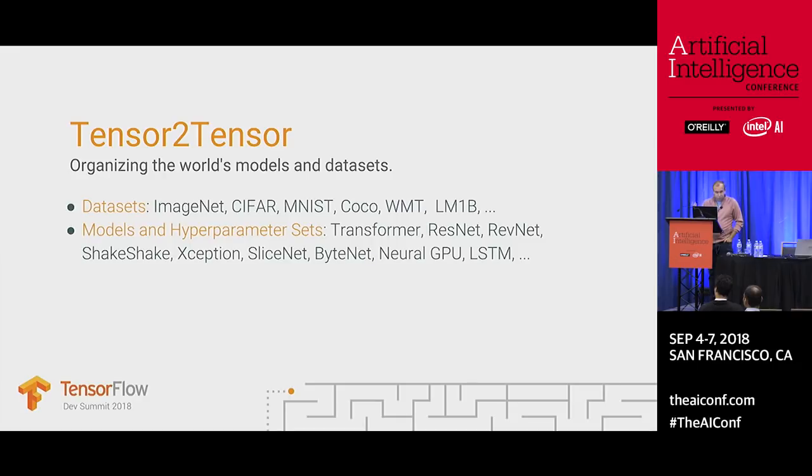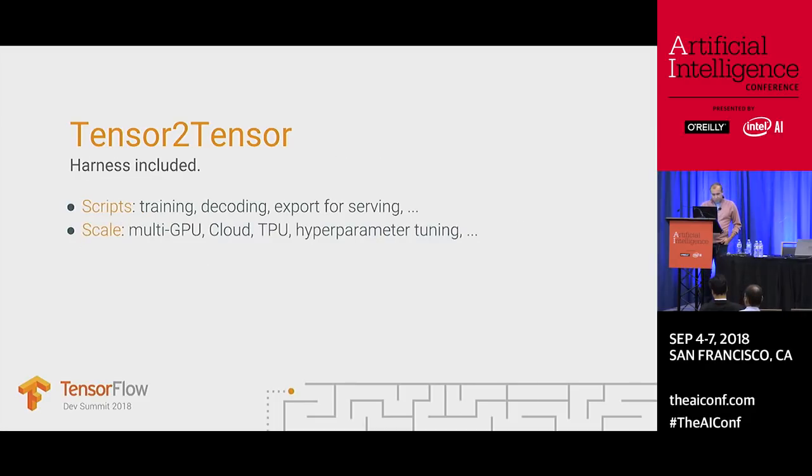Sequence models, also a bunch of them. SliceNet, ByteNet, that's a version of WaveNet. LSTMs, then algorithmic models like neural GPUs. There is a bunch of recent papers. So it's a selection of models and datasets, but also the framework.